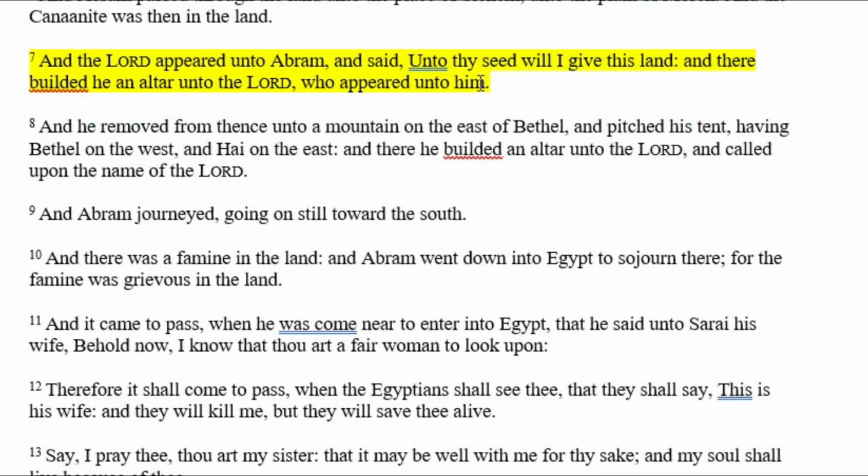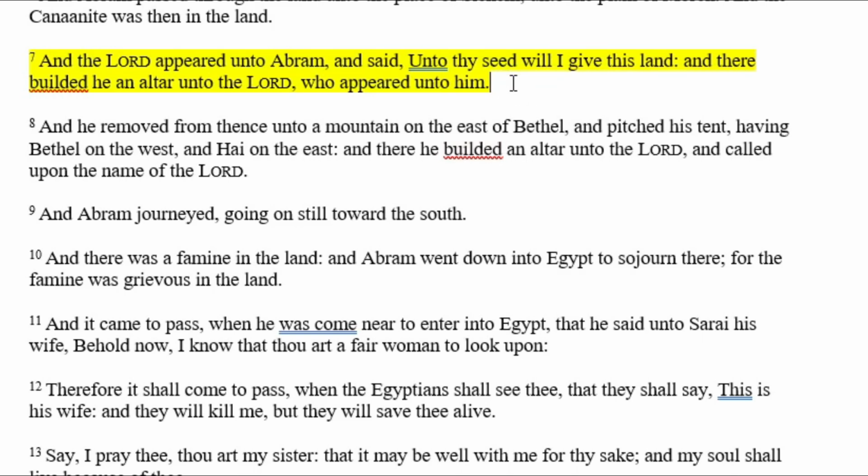7, and the Lord appeared to Abram and said, unto your seed I will give this land. And there he built an altar unto the Lord who appeared unto him. So we're building an altar, a connection to the higher self right here as part of this story. This is early on. This is what's happening. We're playing, we're having fun, we are connected. But we're also being told that unto your seed, and what is the seed? There's going to be a lot of offspring, a lot of memories.